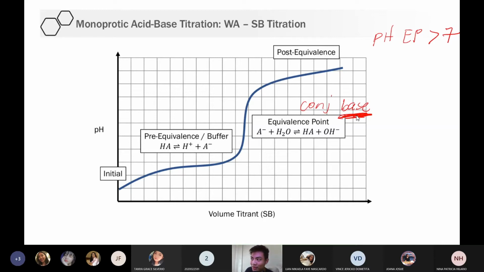Because of the conjugate base. Kasi ang conjugate base ay base, ibig sabihin, basic solution. So, yun yung logic doon. Then, again, post-equivalence point, ang pH ay greater than 7 na talaga.